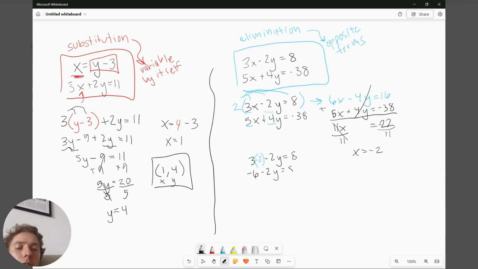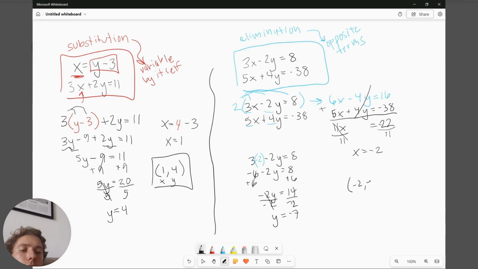3 times negative 2, we can multiply, and then start to use our inverse or our opposite operations to move everything to the other side. Divide by negative 2, and we end up finding y equals negative 7. So our solution then is negative 2, negative 7. That is our x and y coordinate for this problem.